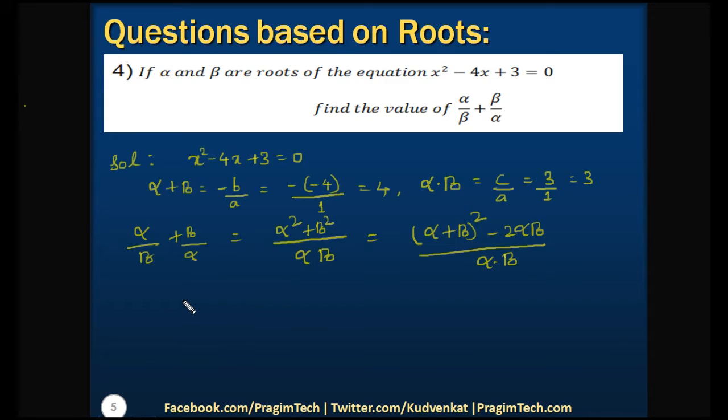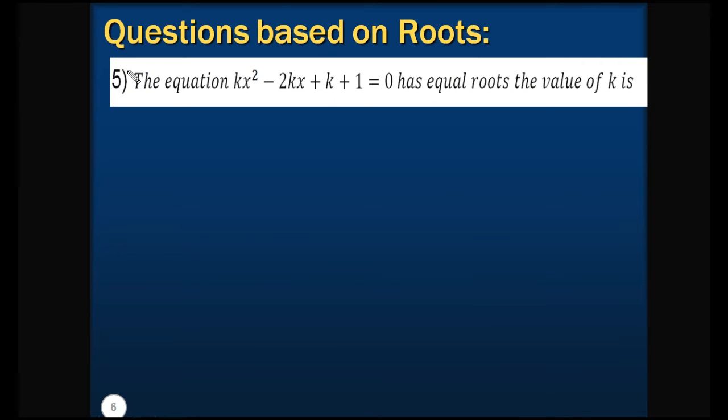As we know the alpha plus beta value, we are writing alpha square plus beta square in terms of alpha plus beta and alpha into beta. Right? Now substitute the values. Alpha plus beta is 4. So 4 square, which is nothing but 16, minus 2 into alpha into beta, which is 3. So 2 into 3 is 6, divided by alpha into beta, which is 3. So this will be equal to 10 divided by 3. Right? Let us solve question number 5.